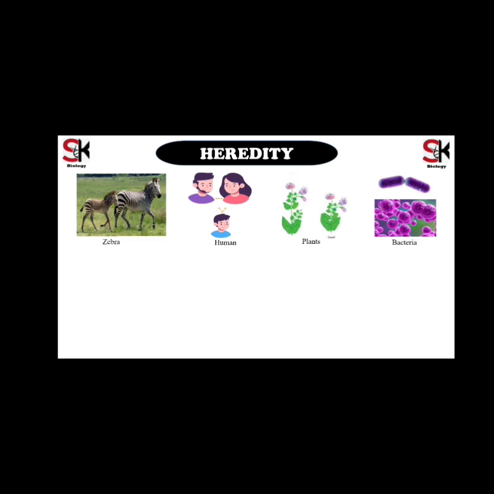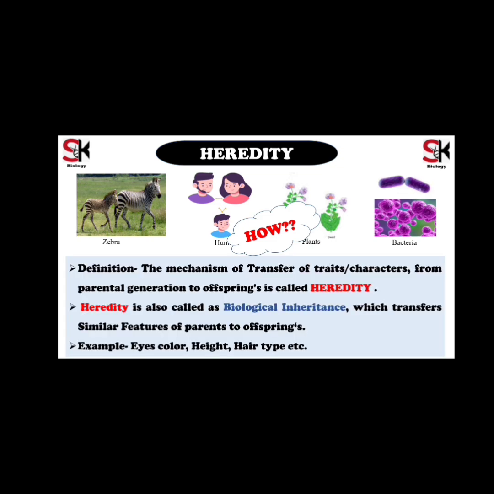But the question is, how is this happening and how do parents and offsprings look alike? The answer is heredity. The mechanism of transfer of traits or characteristics from parents to offspring is called heredity. It is also called biological inheritance, which transfers similar features from one generation to the next generation. Different traits parents pass on to the next generation, for example, eye color, height, hair type, skin color, etc.